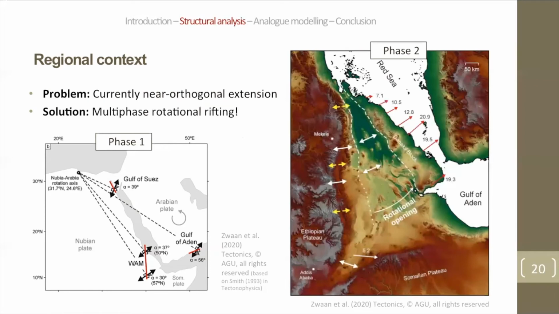So there's a problem. We have this current near orthogonal extension with respect to the margin, and the solution that we have for this is that there had to be some multiphase rotational rifting. So first, during the first phase, we have Arabia rotating and the Western Afar Margin being subjected to oblique extension. And then in the current phase, after the individual rotation of the Danakil block, the Western Afar Margin started to undergo more or less orthogonal extension.